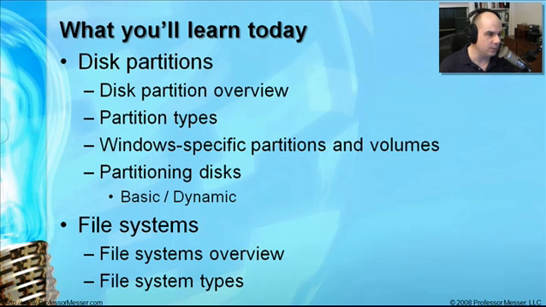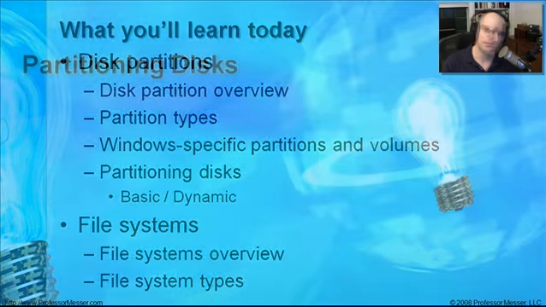We're going to look at disk partitioning, give you an overview of that piece, what different types of partitions there are. We're going to understand more about Windows-specific partitions and volumes. There's things in Windows that are a little bit different than other operating systems. And we'll look at how to partition both basic and dynamic disks. We'll end the conversation today by looking at file systems, give you an overview of file systems, and look at different types of file systems and why they are important.